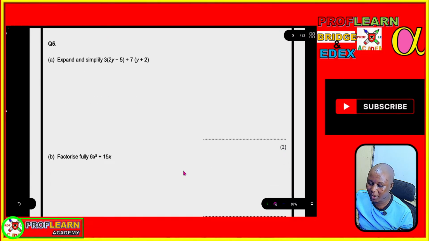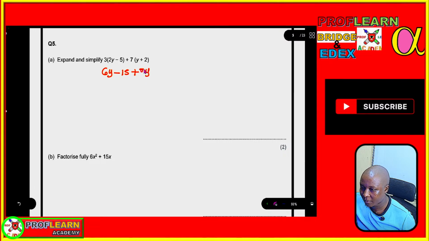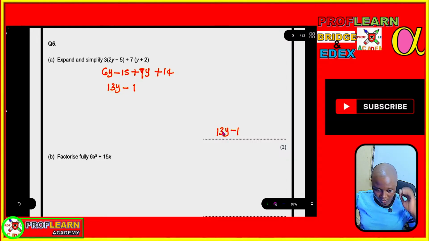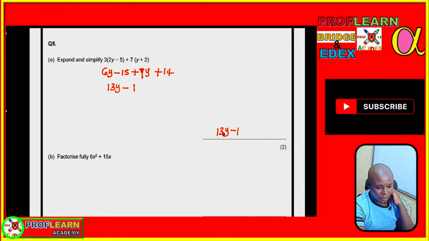We are supposed to expand here and then simplify. So this is going to be 6y minus 15 plus 7y, then plus 14 here. So putting the like terms together, we shall have this as 13y, then minus 1. So this is 13y minus 1 as our final answer in that particular case.